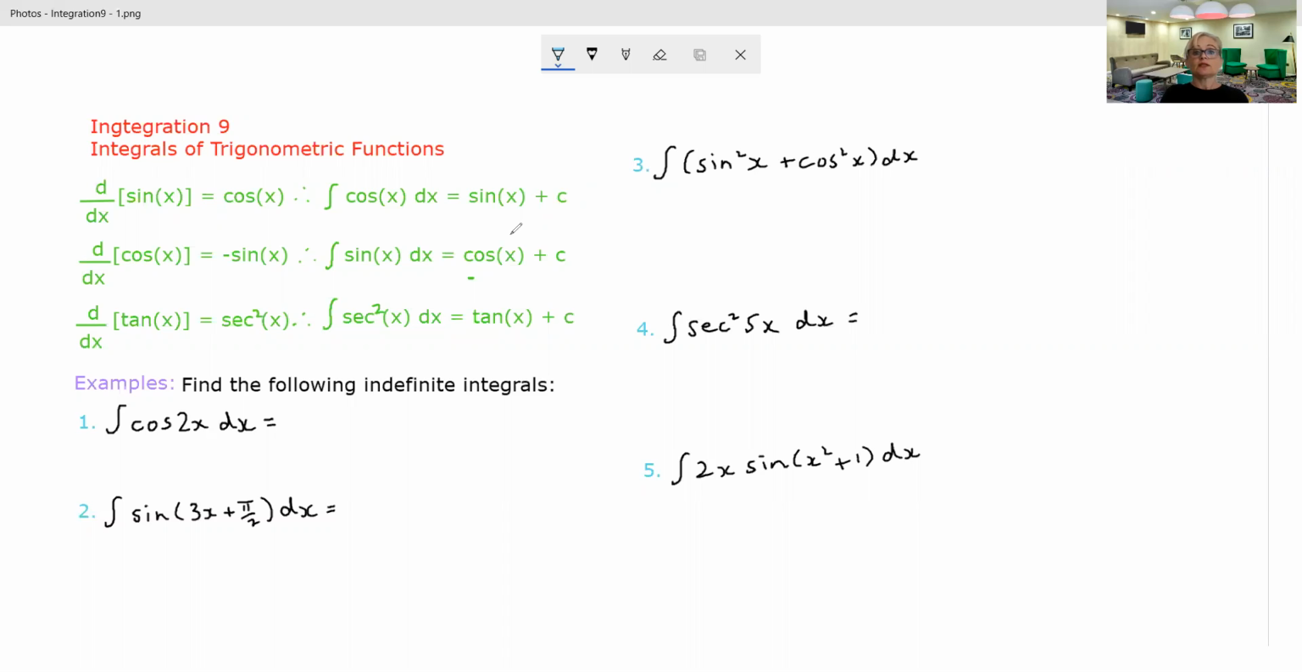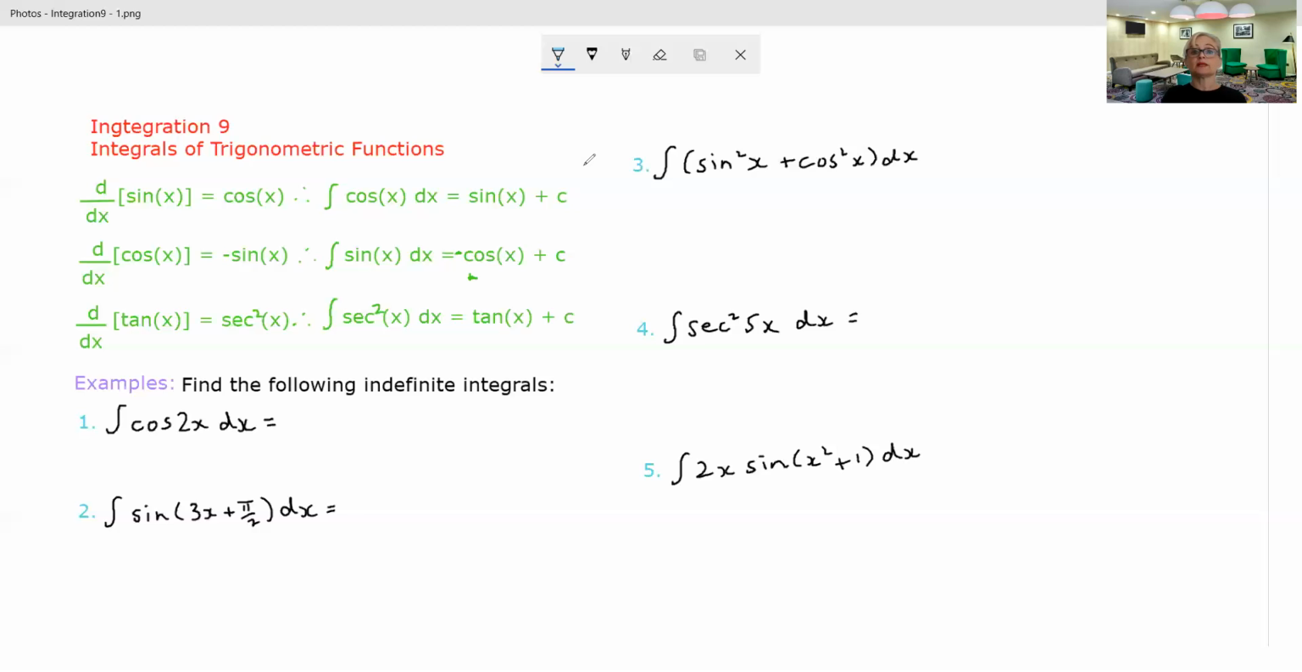This negative has shifted here, so I'm just going to move it back. If you are differentiating cos of x, you get negative sine of x. So if you're integrating sine of x, we're going to get negative cos of x. If we're differentiating tan of x with respect to x, we get sec squared of x, which is 1 over cos squared x. So if we're integrating sec squared, of course, we get tan of x plus c.